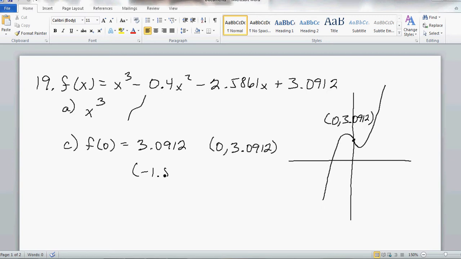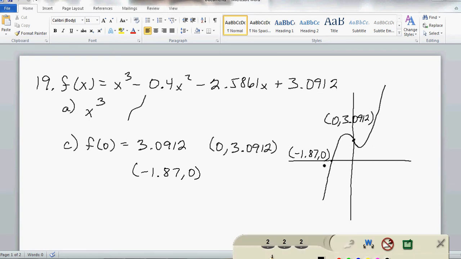Negative 1.870. So this point right here would be negative 1.870. See, I'm just filling in my graph as I'm going along. It doesn't have to be to scale, but what is important is I put the important information on there.